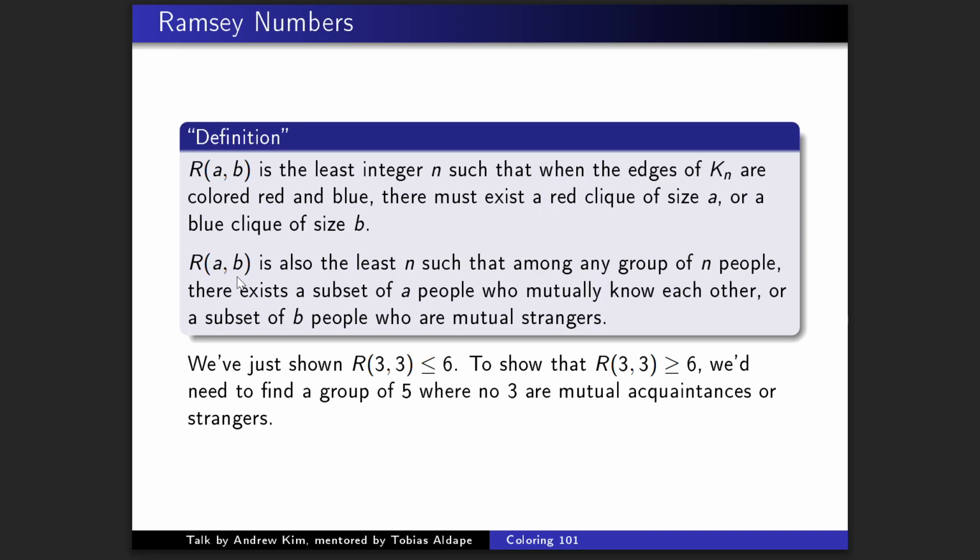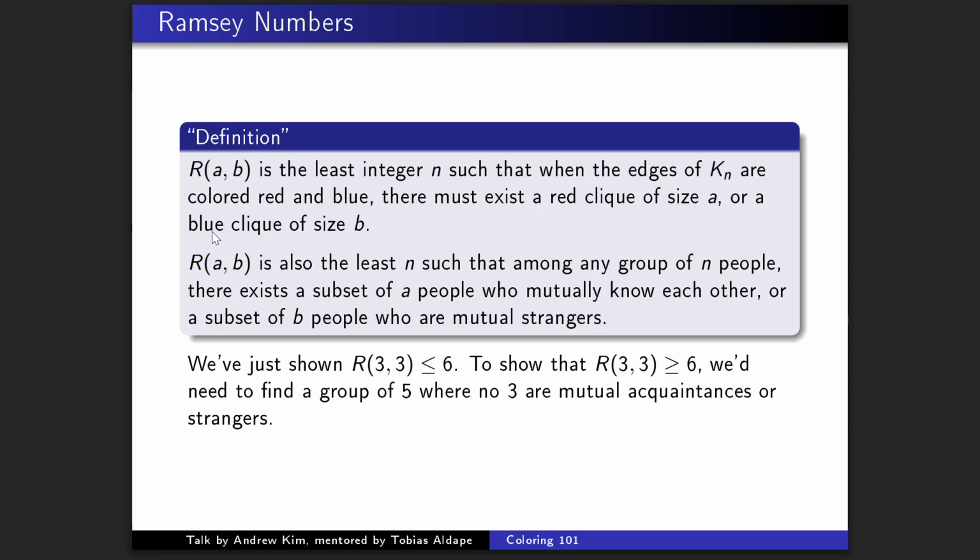Now that brings us to our definition of Ramsey numbers. The definition is R of A, B, where R stands for Ramsey. It's the least integer n, such that when you color the edges of Kn, a complete graph of n vertices, red and blue, then there must exist either a red clique of size A or a blue clique of size B. And here a clique just means a monochromatic subgraph. For example, the red triangles are red 3-cliques, and the blue triangles are blue 3-cliques.